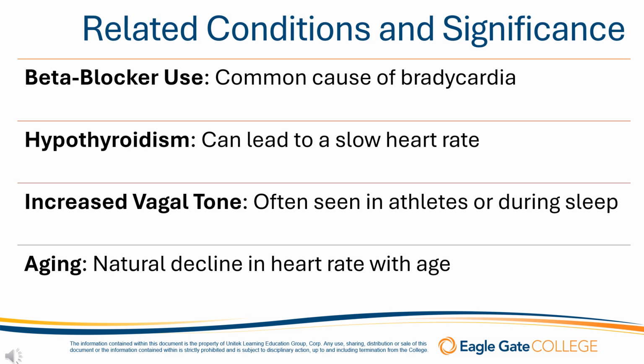Increased vagal tone is often seen in athletes or during sleep. The vagus nerve exerts a calming effect on the heart, slowing the heart rate through the parasympathetic nervous system. Increased vagal tone is common during rest, especially in well-conditioned athletes and during sleep. Athletes often have higher vagal tone due to their enhanced cardiovascular conditioning. This can result in a naturally lower resting heart rate, sometimes dipping into the bradycardia range.